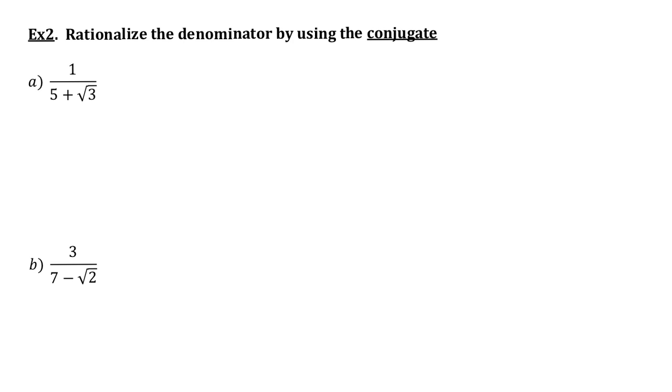So if I look at the denominator, I have a 5 plus square root 3. To cancel it, I'm going to multiply it by the conjugate. The conjugate is 5 minus square root 3. And I know you don't know why it cancels yet, but it's going to. If I do it to the bottom, I still have to do it to the top.